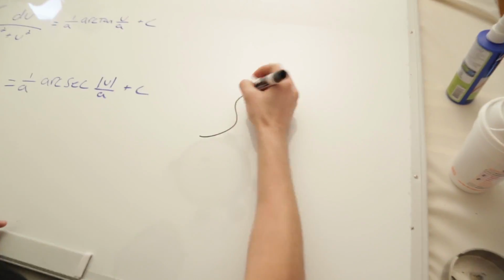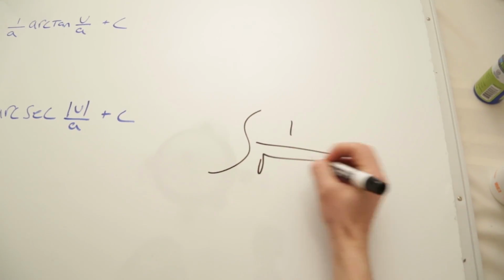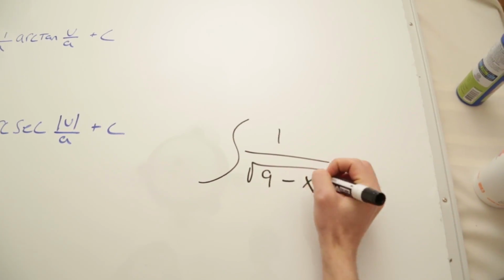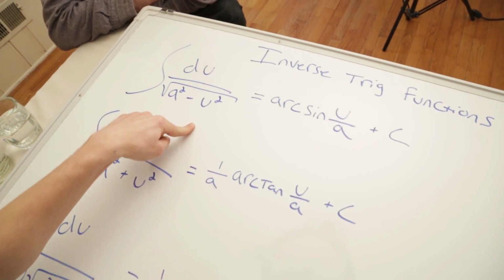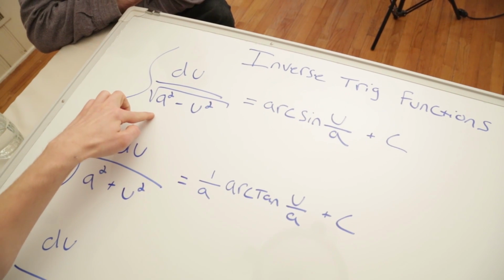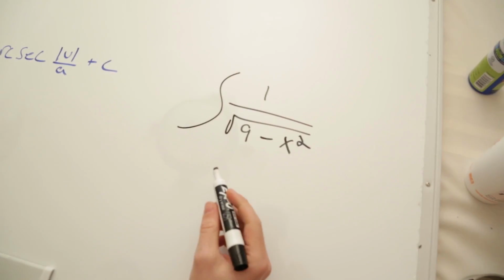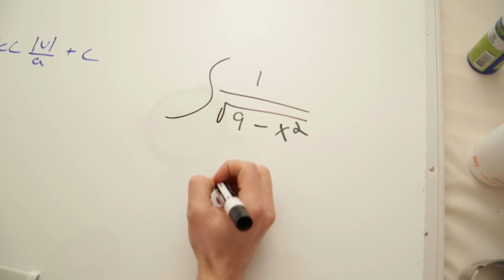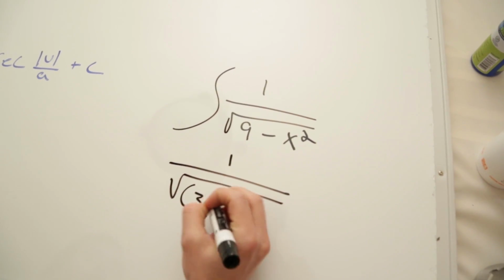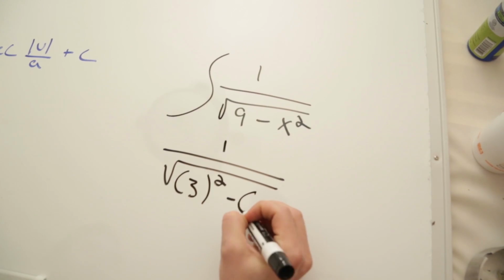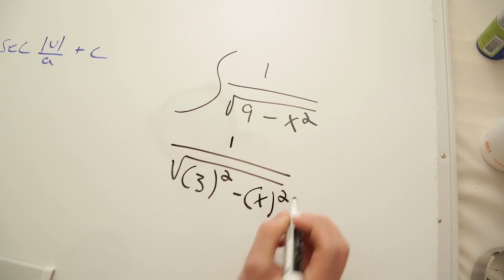All right, so we have the integral of 1 over root 9 minus x squared. So let's look up here. This is gonna fit into arcsine. What's our a in this function? Well, we need a squared. So we can rewrite this as 1 over root 3 squared minus x squared.